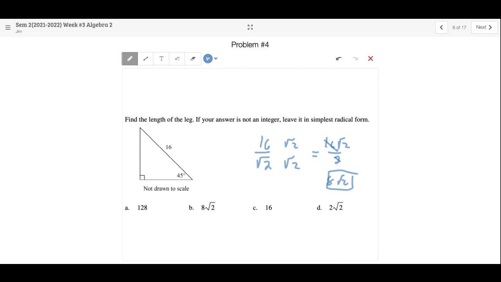I mean, special triangles, they're one of those things that, once you understand them, they really do help out a lot when you're trying to solve. Now, could you solve this another way? Sure. I mean, if I didn't know special triangles, I would know that this is x and this is x, right? Because I know they're both the same length. So I could do x squared plus x squared is equal to 16 squared.